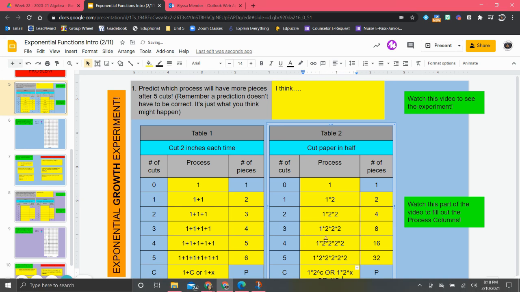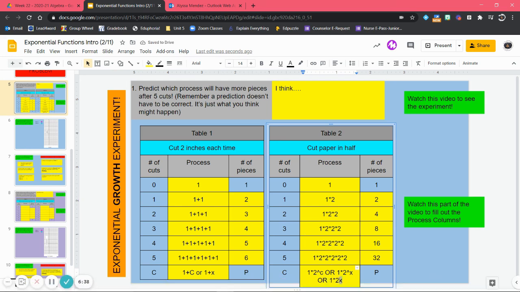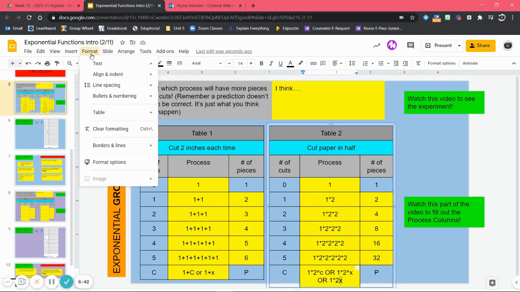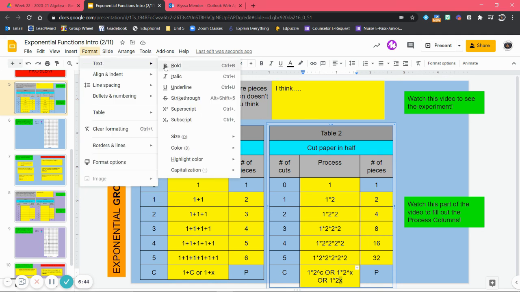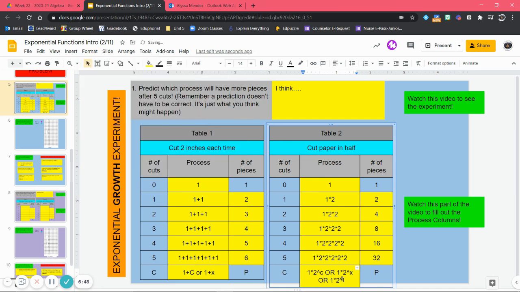There's also another way that we can write it a little bit easier, is 1 times 2. And then if you put your X there, and then what you can do is highlight the X. And when you go to the top where you hit Format, go to Text, and go down to Superscript, it makes that little X at the top. And that's exactly what an exponent looks like. So that's what we're going to be doing this whole unit.